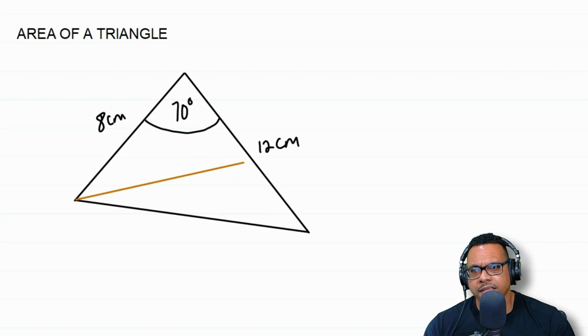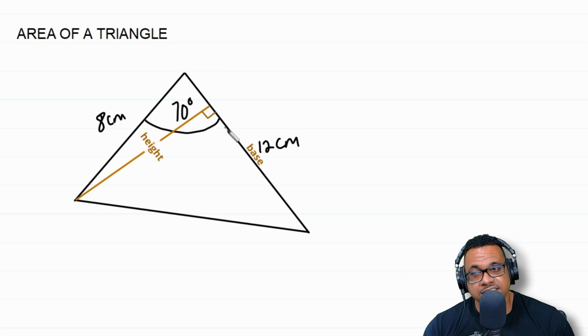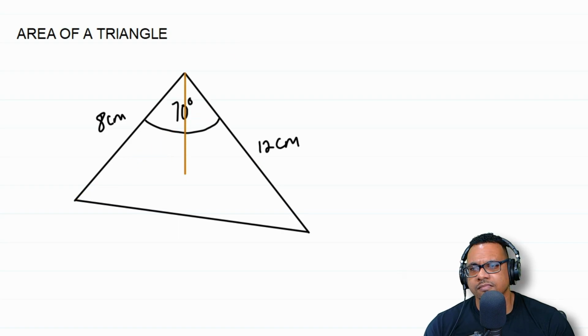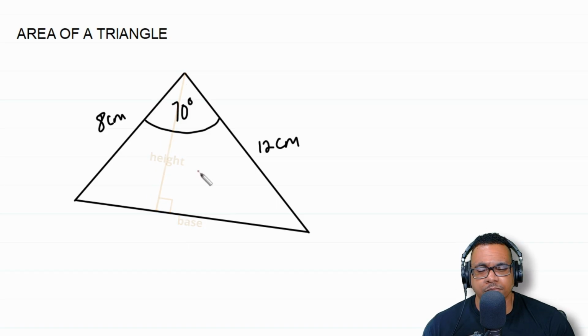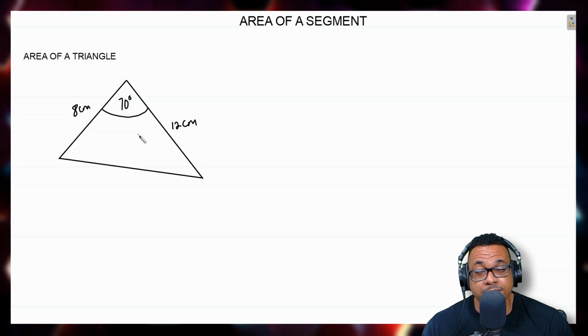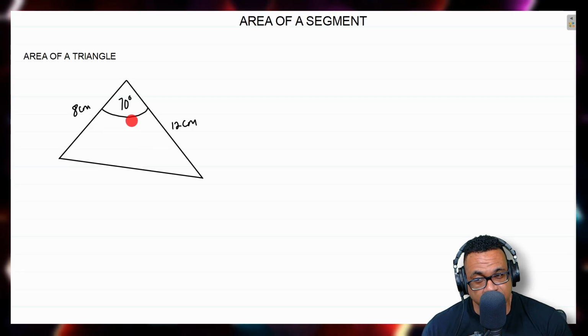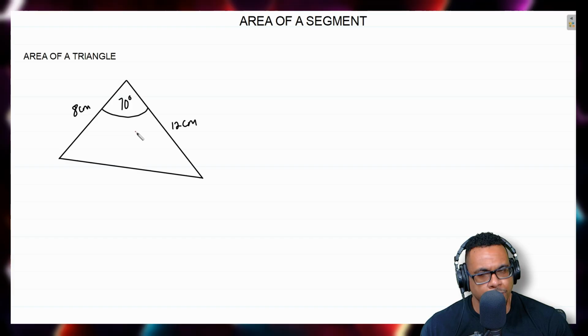If I draw a line from here, 90 degrees to 12 centimeters, if you are using the base as the 12 centimeters, this would be the height of the triangle, and we don't know the length of this line. And if we are using this side here as the base, then this would be the height of the triangle. And again, we don't know the length of this line. So we have a problem here. We can't use a half base by height or base by height over 2 to find the area of this triangle. Now, there's another formula.